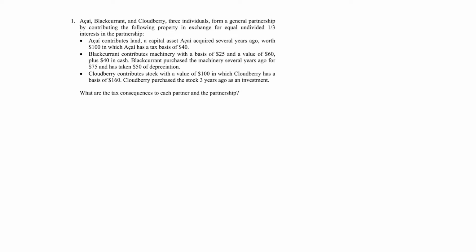So this is formation and operations partnership problem 1. We've got 3 partners or 3 individuals, acai, blackcurrant, and cloudberry. They form a general partnership, so that's going to be extremely important because they're forming a partnership, and they contribute the following pieces of property in exchange for 1/3 interest in the partnership. So we can just call these A, B, and C.